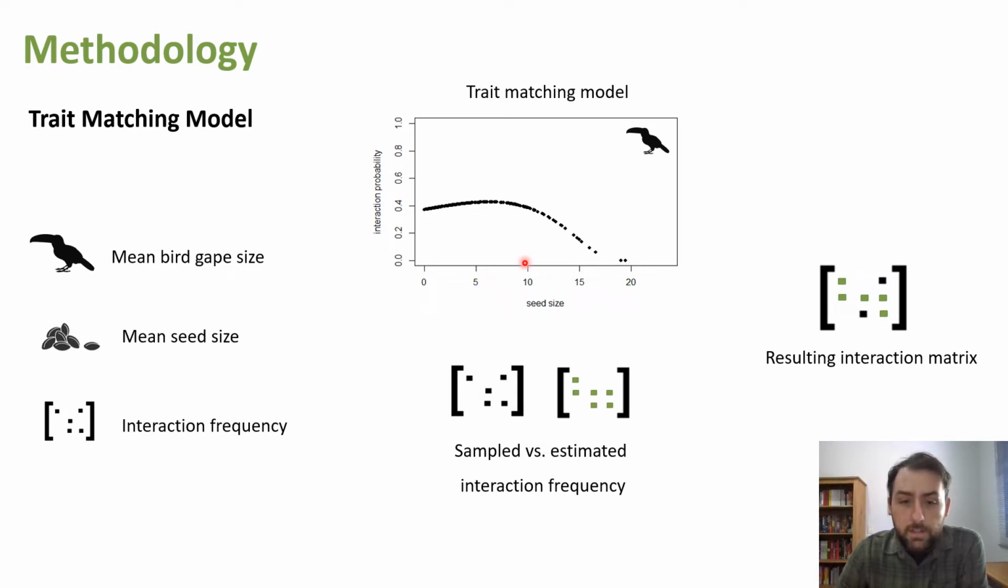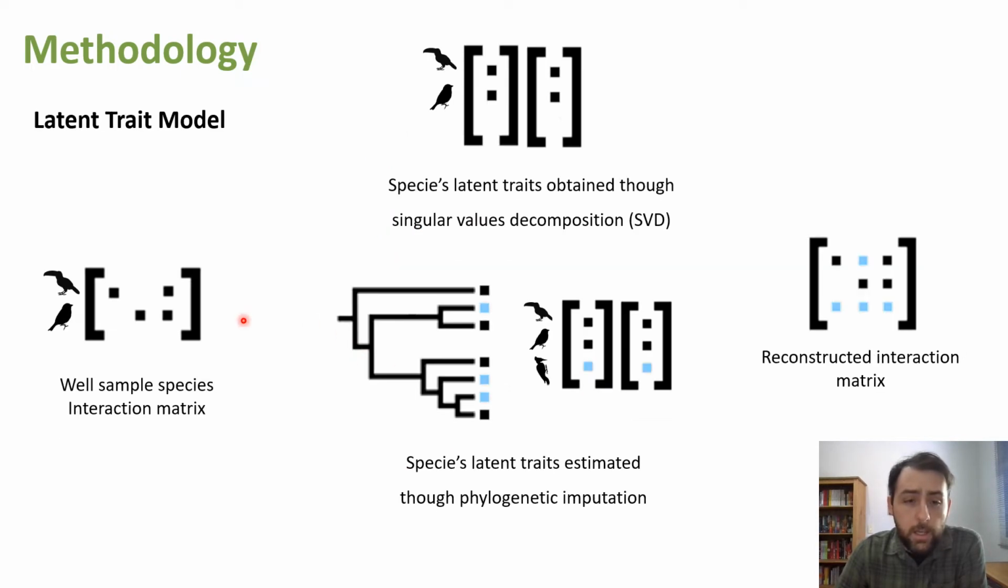We then compare this information that the model gives us with the one that was sampled, choose which one is higher, and then we use that to reconstruct an interaction matrix that has more information than the one that was just sampled. Another possibility is trying to use the phylogeny to assess this trait, as it can be pretty hard to get the trait information for each species.